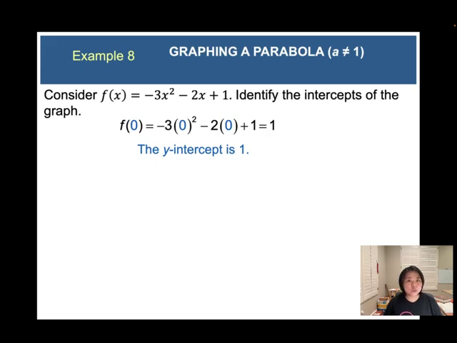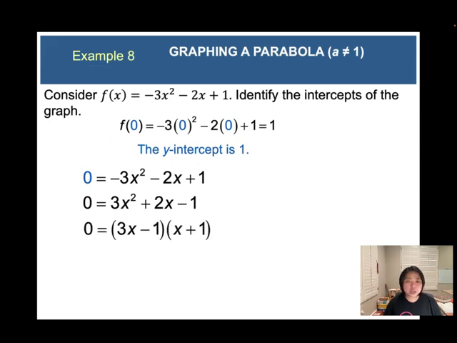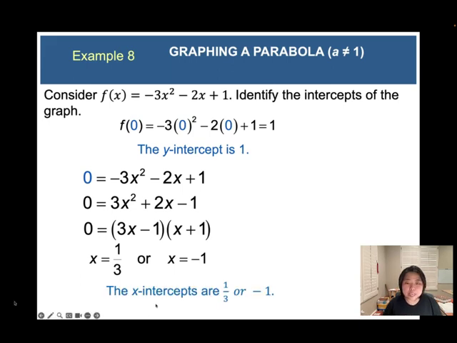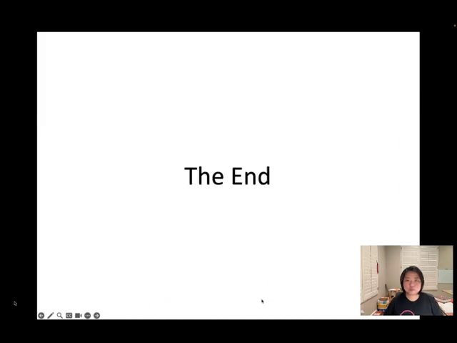Now, we want to find out the x-intercept. So we want to plug in y equal to 0, meaning f of x equal to 0, this whole equation equal to 0. So let's rewrite it in standard form. Now, use the x method. We factor out, and you're going to get 3x minus 1 times x plus 1. Solve for your x. So x is going to be equal to 1/3 or x equal to -1. And then one more time, these are your x-intercepts, when y equal to 0. That's it.